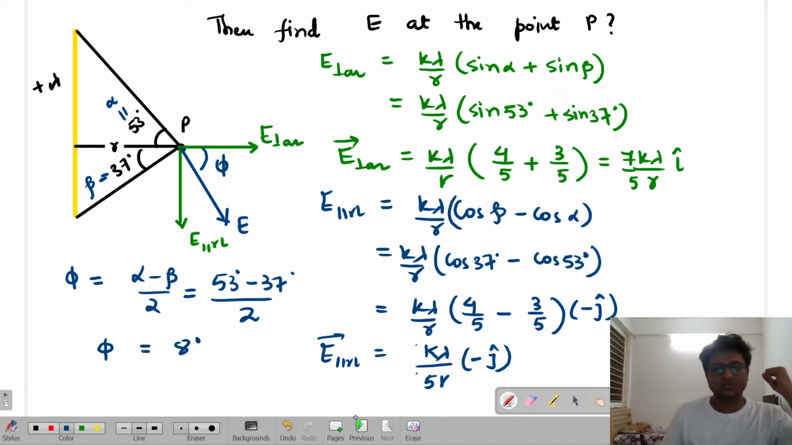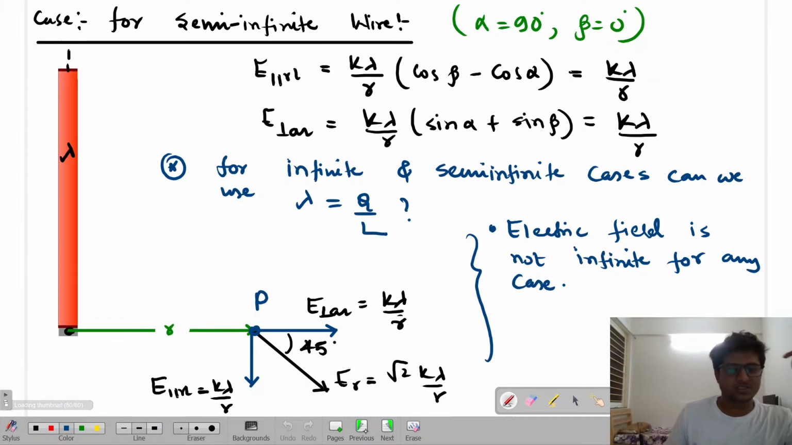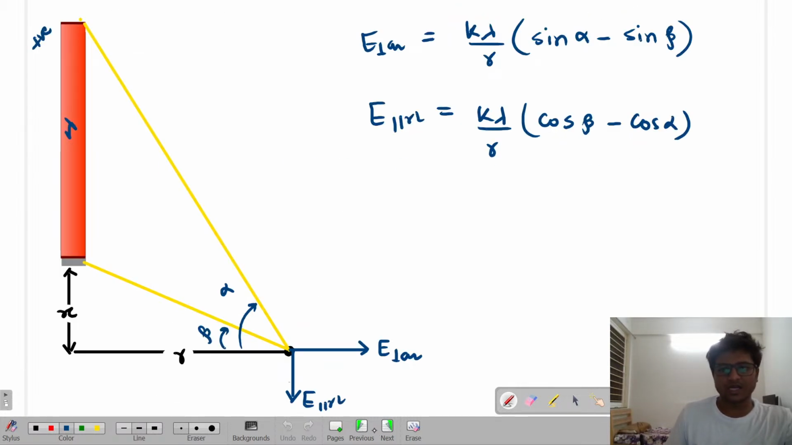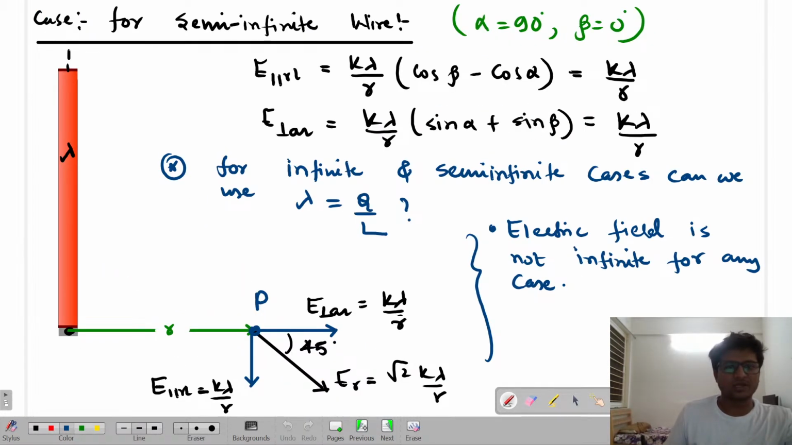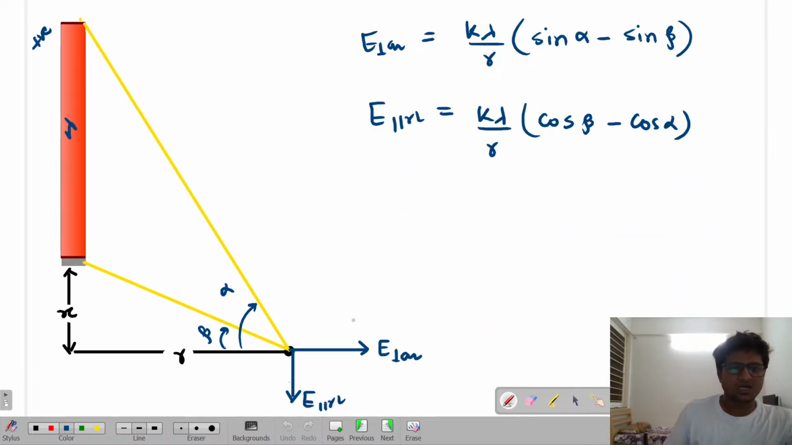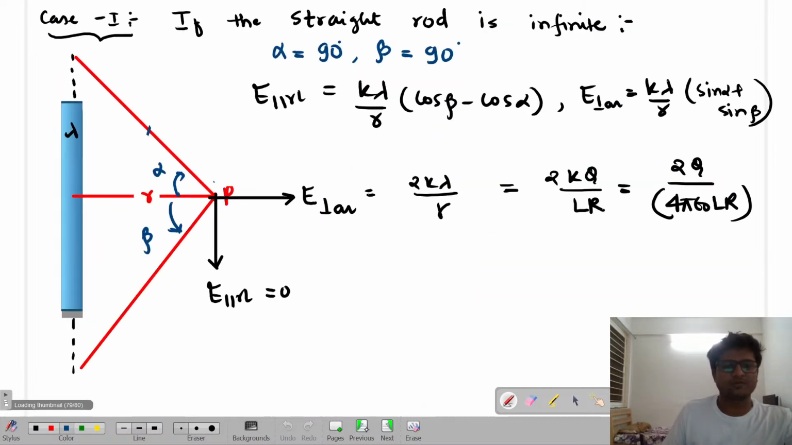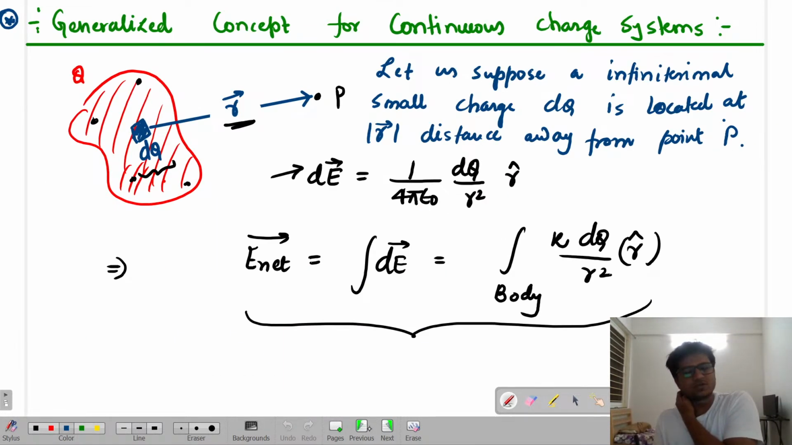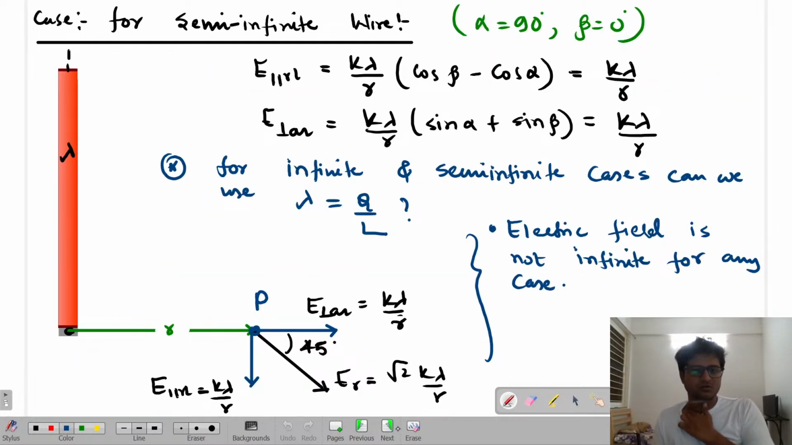So we did the first case, semi-infinite, then infinite, then we had a generalized idea, the third case, and before that we did the derivation and all of these, isn't it? Now I'll give you a mixed question out of it.